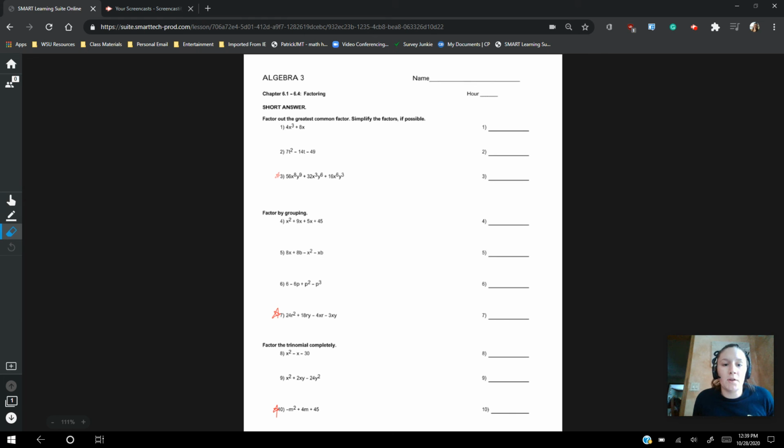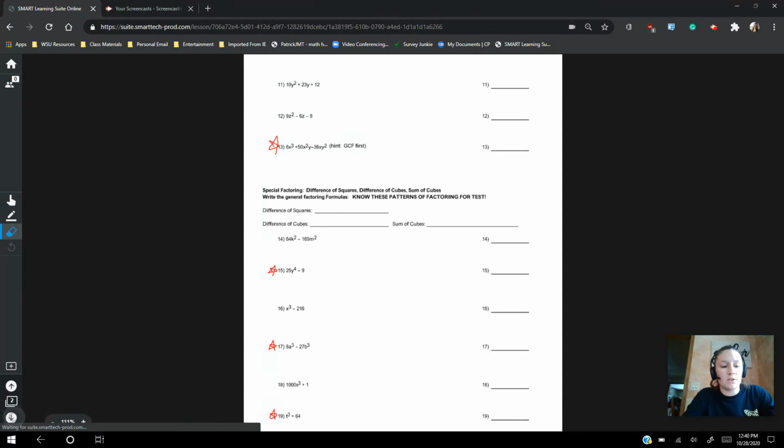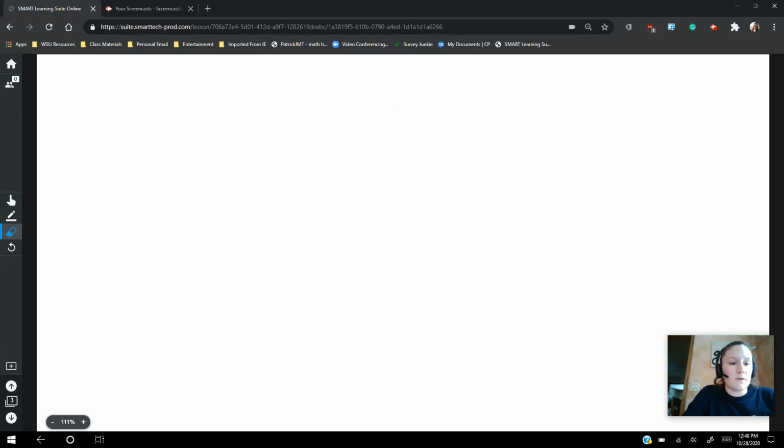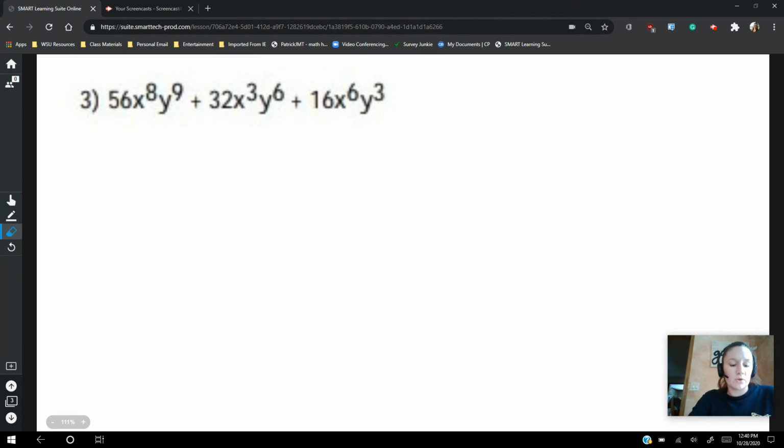Okay, today we're going to look at chapter 6.1 through 6.4 factoring worksheet and do a couple of examples from this worksheet. The first one we're going to look at is number 3, which is factoring out the GCF, or the greatest common factor, and then simplify the factors if possible.